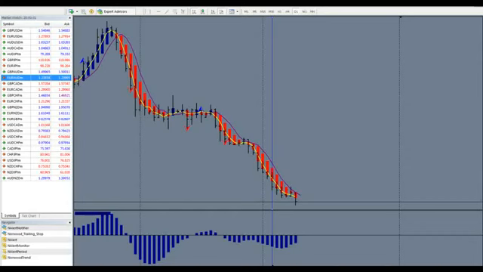You got to get good at it though. You have to practice it. So you might start out with smaller time frames until you feel comfortable, then move to the larger time frames.